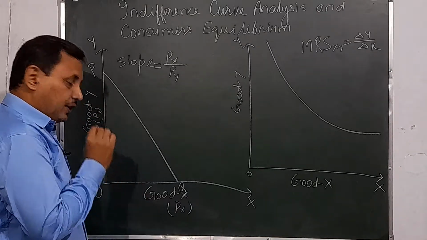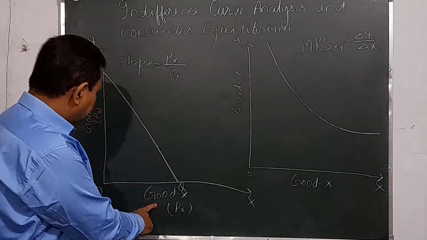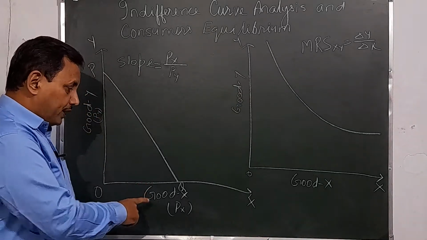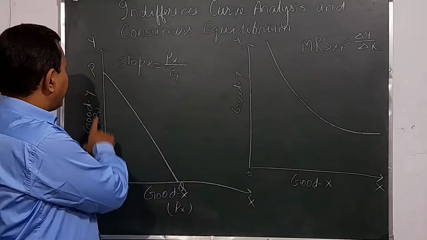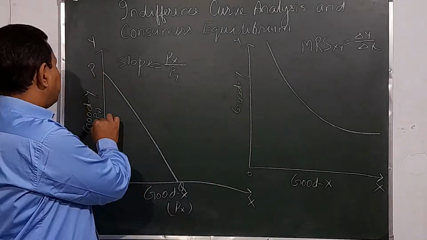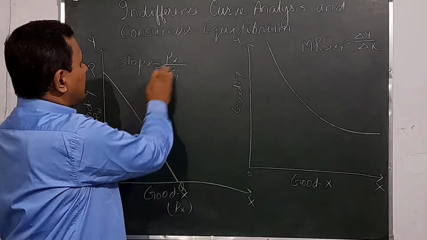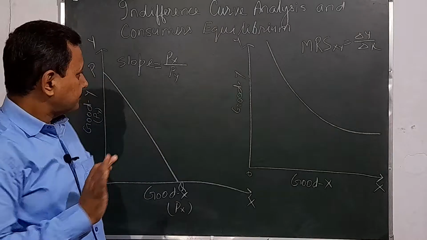Okay, we assume that the consumer is consuming two goods, good X and good Y. I have plotted good X on the X axis and good Y on the Y axis. Price per unit of good X is Px and price per unit of good Y is Py. And the slope of this budget line is Px by Py.